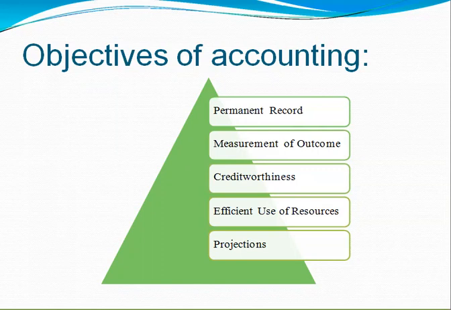Then measurement of outcome: whatever we produce in our organization, we need to know what outcome we get from these production activities. Also creditworthiness: whatever we sell on credit, we also know the creditworthiness, how many goods we sold on credit basis. Then efficient use of resources: because of accounting, we can use our resources, land, labor, and capital, effectively. And lastly projections: we can predict our future policies or take future decisions. This is all about the objectives of accounting.